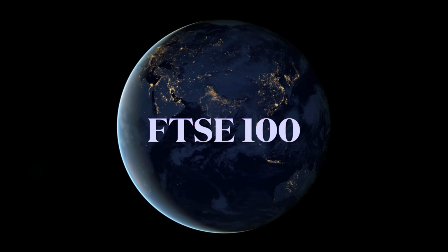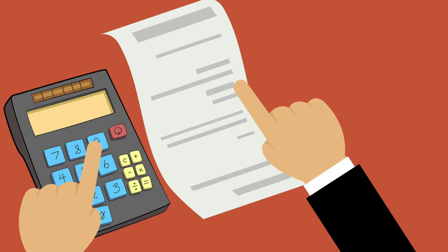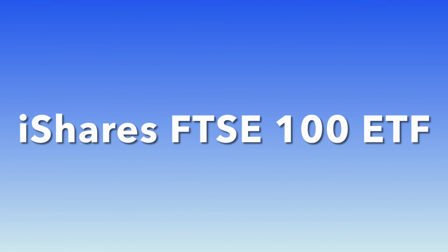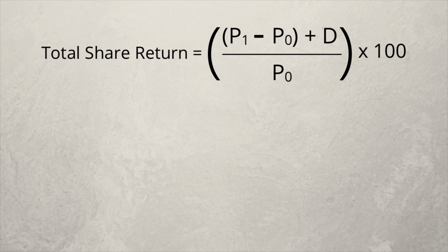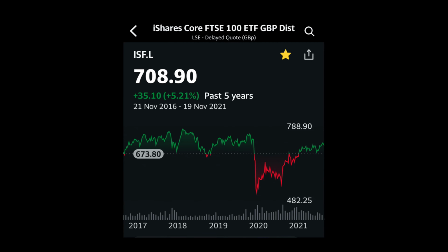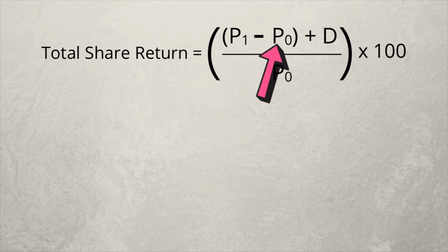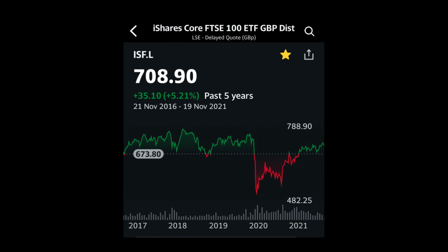To begin with, let's look at the FTSE 100 index as a whole and see what the total return is, and then we can look at some individual shares. The iShares Core 100 ETF gives us a single share with exposure to 100 of the largest UK companies. To work out the total return over the last 5 years, we first look up P1, which is the current price of the share. You can do this by going to Yahoo Finance and searching for the share. P0 is the share price 5 years ago, and you can find this in the same way. Just set the graph duration to 5 years.